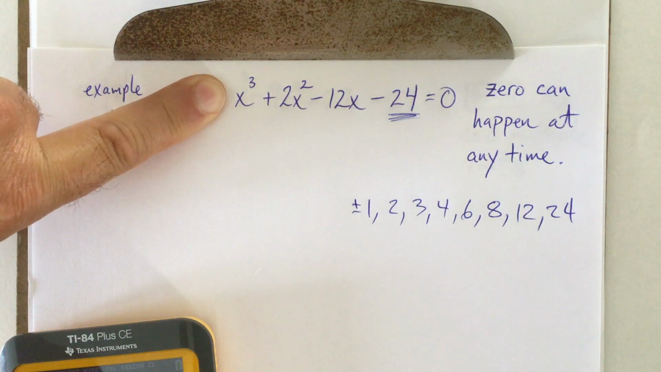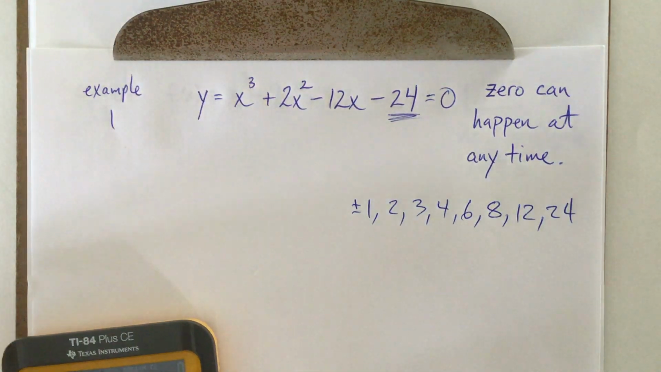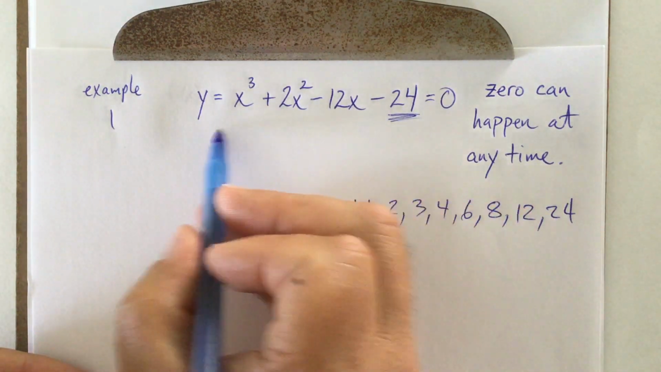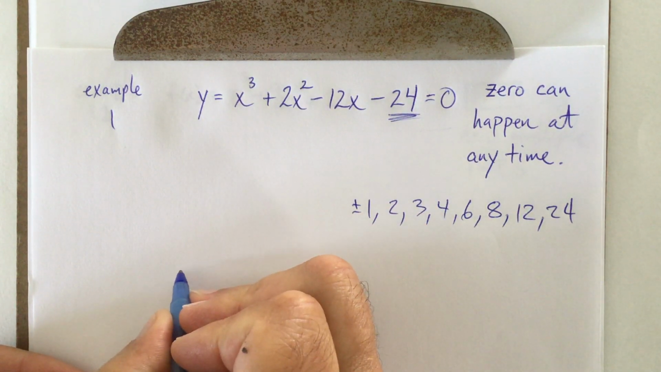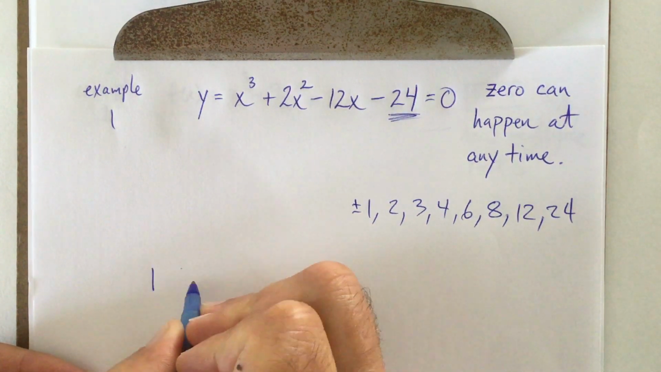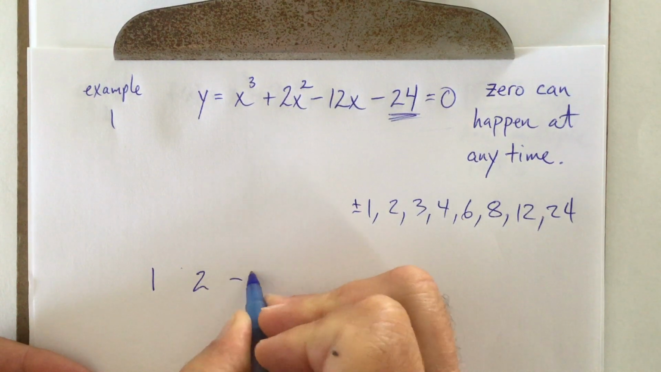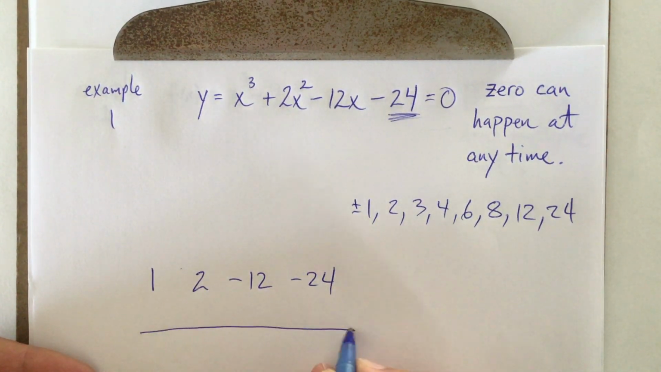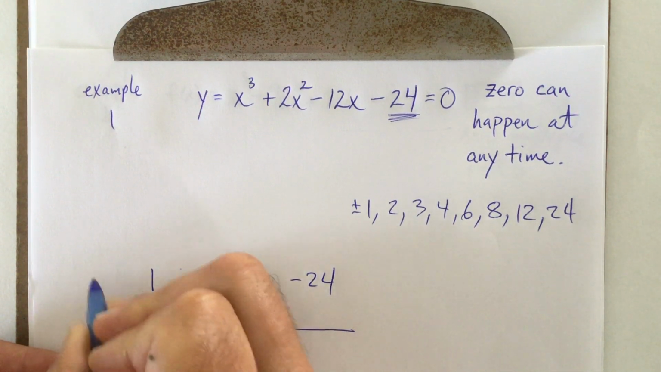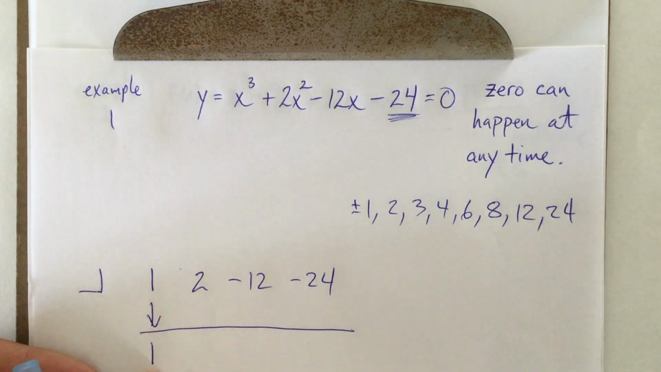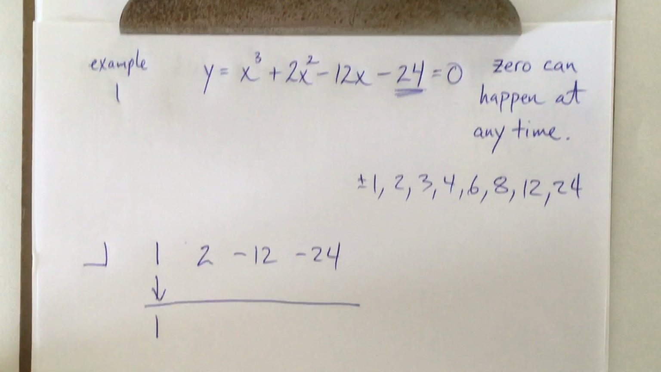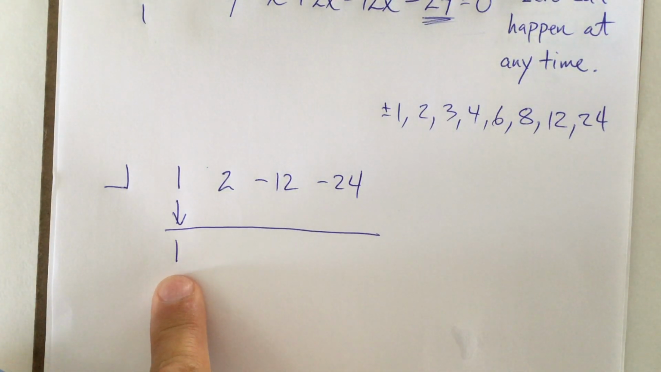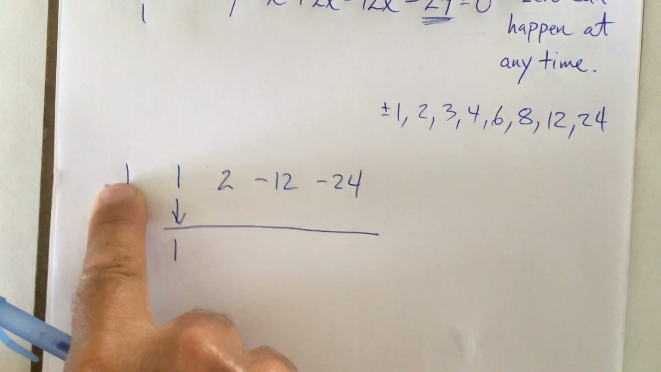So if I wanted to do this, lucky for me, it's all in the right order. So I just take down my numbers. 1, there's a 2, there's a negative 12, there's a negative 24. I am going to bring down the first number, which, by the way, is still a 1. It's still a 1. Now, what goes in the shelf?